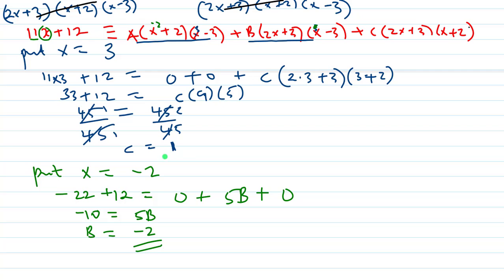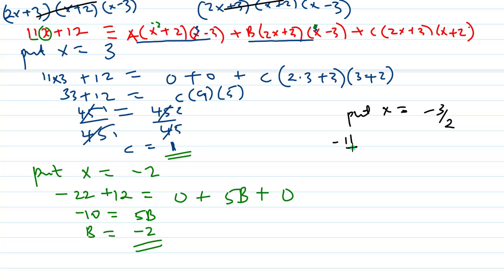Okay, so I have B and C. I have to find A. Let's go ahead and do that. I can just choose any value of x because I already have the values of B and C, but I can go ahead and choose a value that will make some of the coefficients 0. So let me choose x equals negative 3/2.